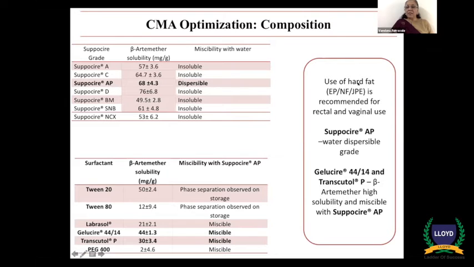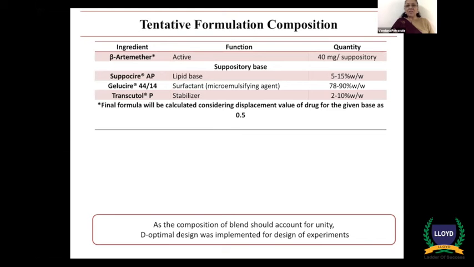In fact, if you look at pharmacopoeias, use of hard fat is recommended for rectal and vaginal use. And this particular grade, Suppocire AP, is a water dispersible grade, which also comes from a hard fat. And we have used artemether along with these ingredients because it has given very good solubility in these ingredients. Some of these ingredients, like Transcutol P, are also known to be permeation enhancers. So that further gives enough justification to say that we'll get faster onset of action. So this is a tentative formulation composition. I've given the ranges, not the exact quantities.